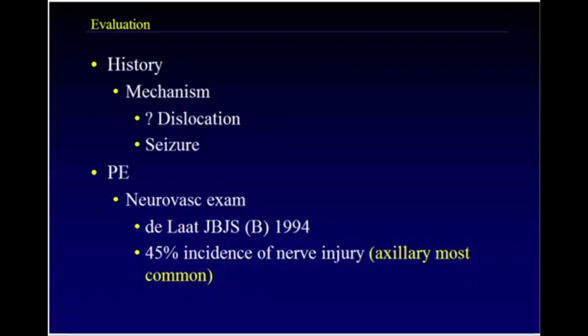The history is important for understanding the mechanism of injury. Did the patient have a concomitant dislocation of the shoulder? Did they have a seizure disorder? We've already talked about the instance of humeral head fractures with posterior dislocations that you can see with seizure disorders. Of course, you have to do a neurovascular examination. There is a 45% incidence of nerve injury associated with proximal humerus fractures, with the axillary nerve being the most commonly damaged.